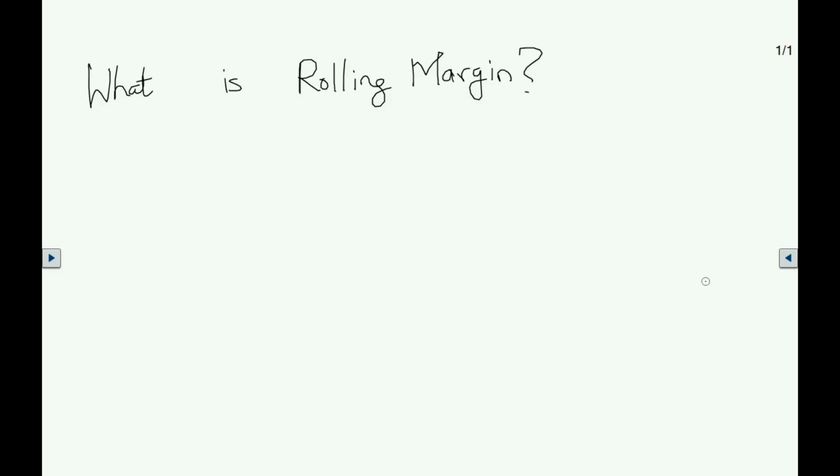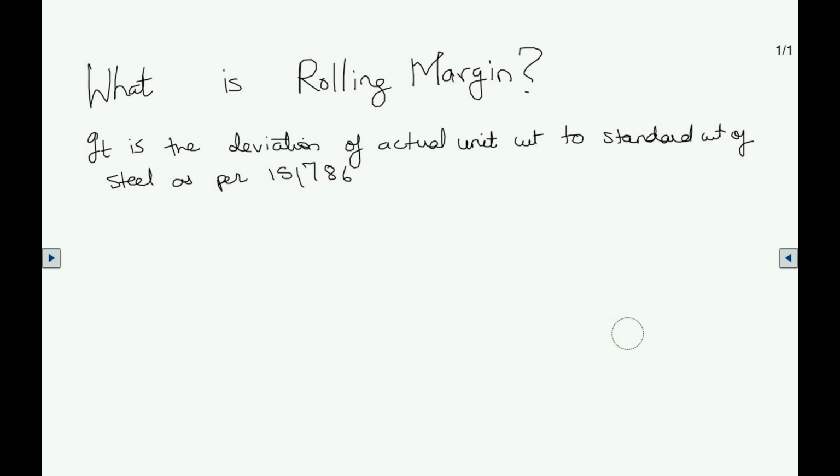In this video I'll be talking about rolling margin. This is a very important term that is usually used on construction sites. We'll see what the importance of rolling margin is and what it actually is. By definition, it is the deviation of actual unit weight from the standard weight of steel as per IS 1786.